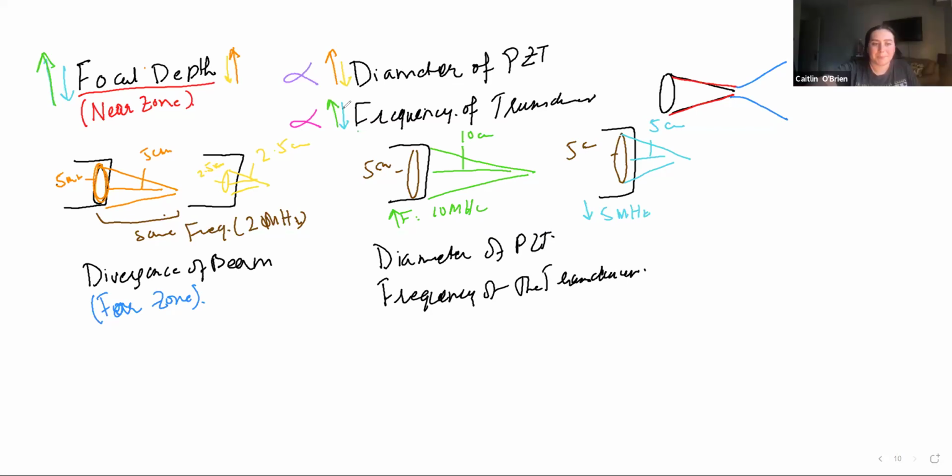Yep. Okay, and here is your relationship between focal depth and diameter of PCT, and focal depth and frequency of the transducer. It was directly proportional. Now we can also put it this way.